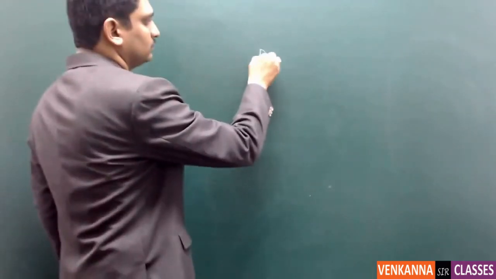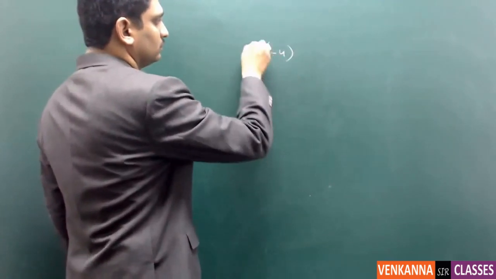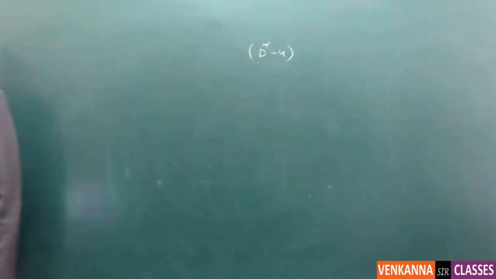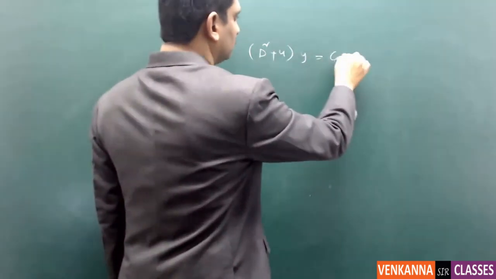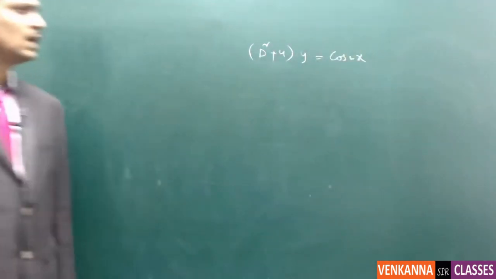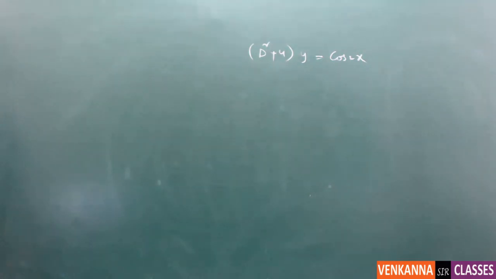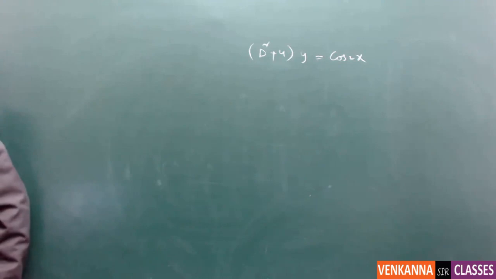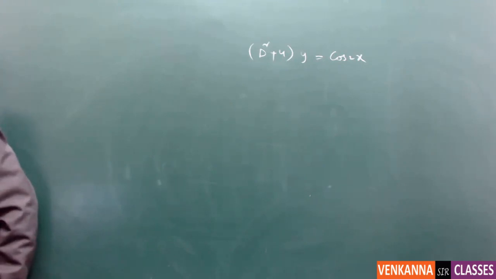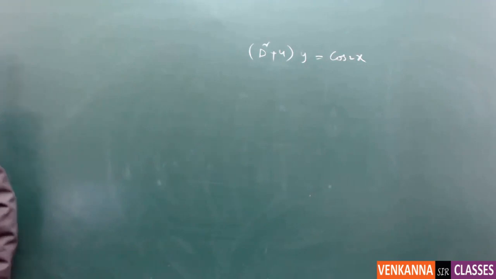Now take the problem. I will say that (D square plus 4) y equal to cos 2x. Please take a note of that. So find the yc also. I discussed the part of yp.